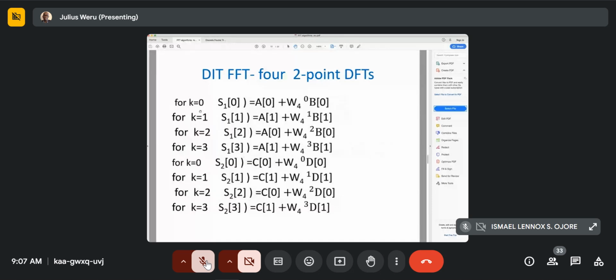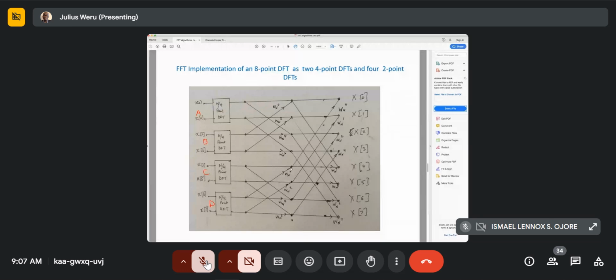And that will give us this. You can see S1 of 0 to S1 of 3 has got A and B, and S2 of 0 to S2 of 3 has got C and D. From here you can see C and D. So this is S2 of 0 to S2 of 3, and this is S1 of 0 to S1 of 3.